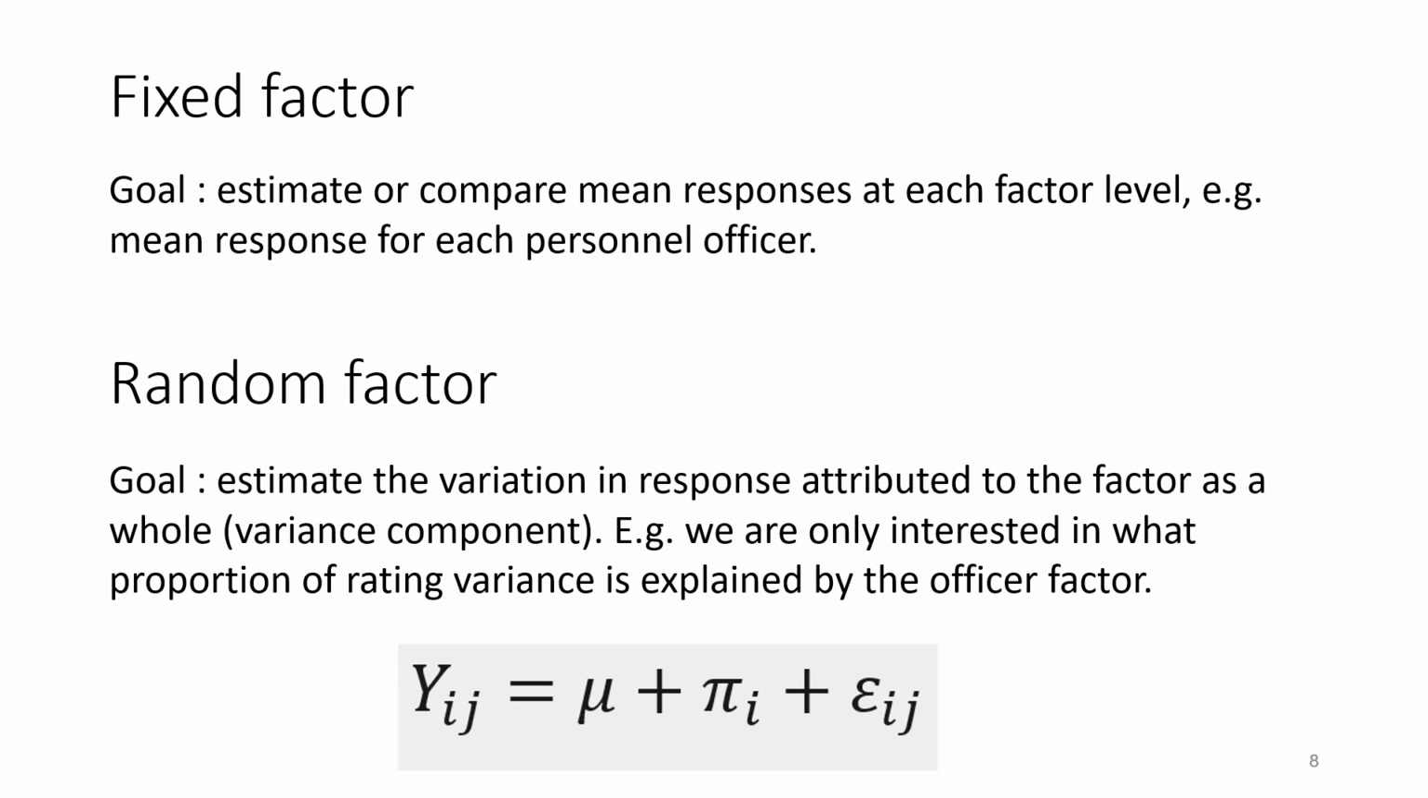Technically, treating the officer factor as random means that all pi's are drawn from a normal distribution with zero mean and certain variance. It's possible to obtain a predicted value and prediction interval for the realized value of each pi. In other words, it is still quite acceptable and technically feasible to exercise interest in individual officers.